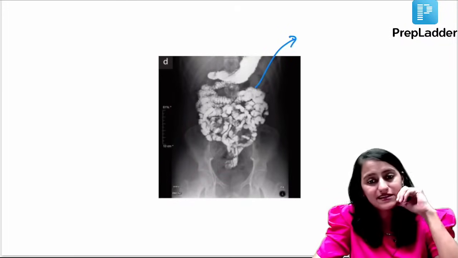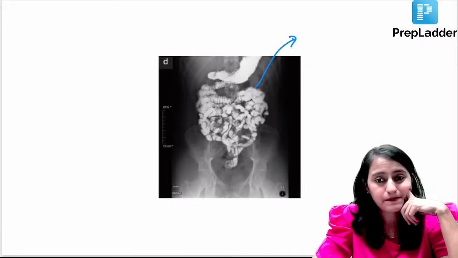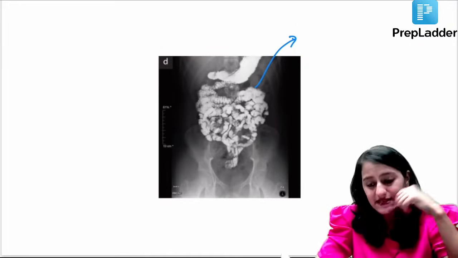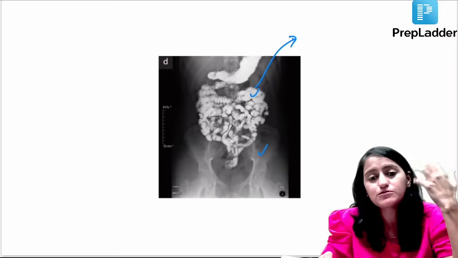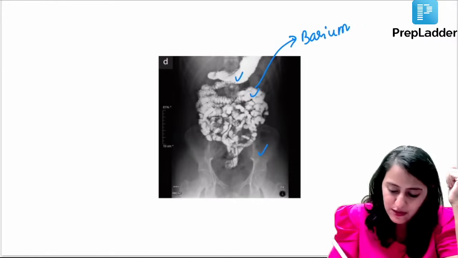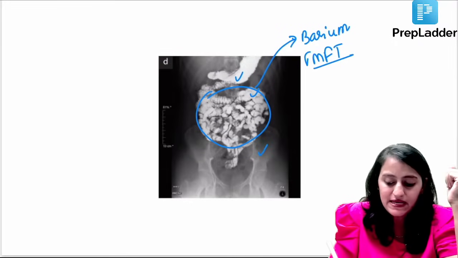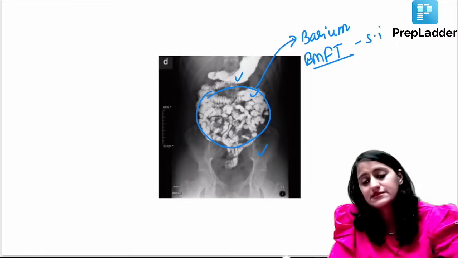Tell me, what investigation is this? Is it an X-ray? Is it a CT? Or is it an MRI? Very good. This is an X-ray image where you are seeing the contrast in the bowel loops. What is that contrast? That is the barium. What bowel loops are you seeing here? You are seeing the stomach and all the small bowel loops. So this is BMFT, barium meal follow through, which is done for small intestine.